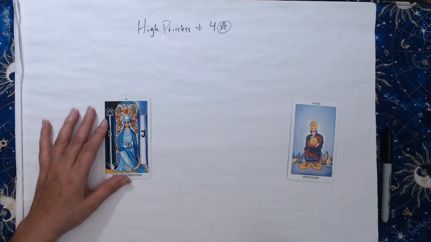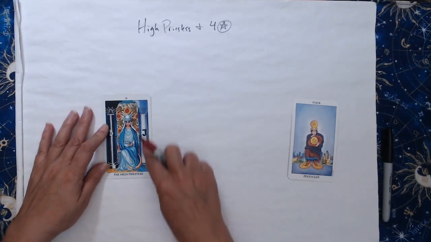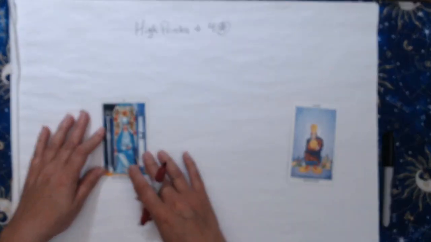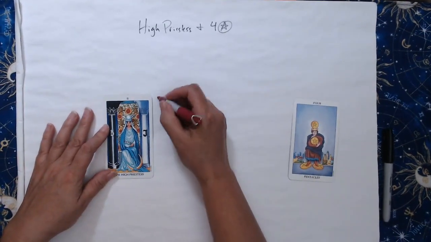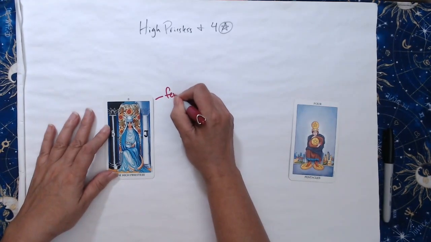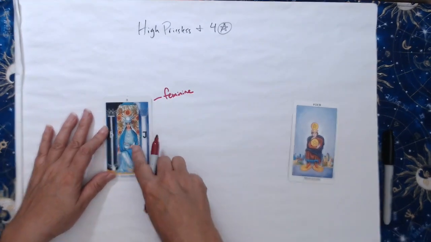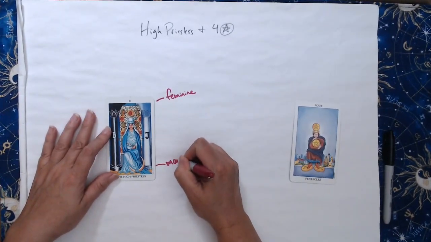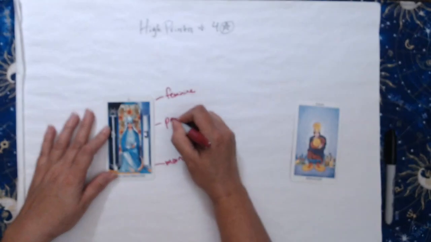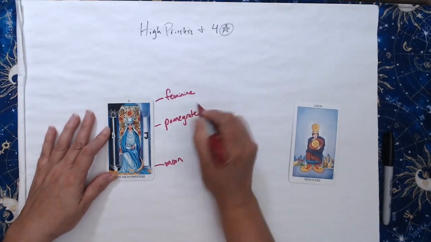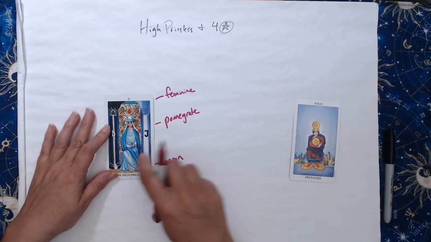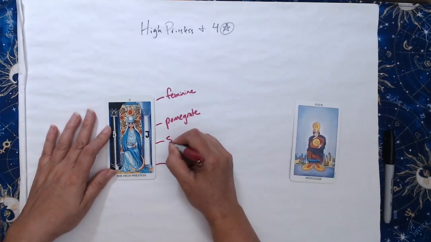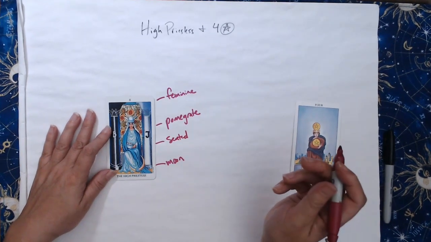I would advise you, if you do that, to also look at the card itself and put descriptors of the card itself on there as well. As in, this is a female, this is feminine. There's a woman on the card. I see the moon, so I'm going to put moon. There's pomegranates on this little sheet behind her. She's seated. You can write that down.